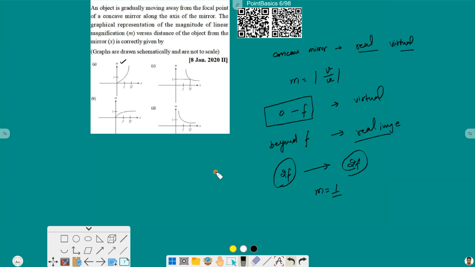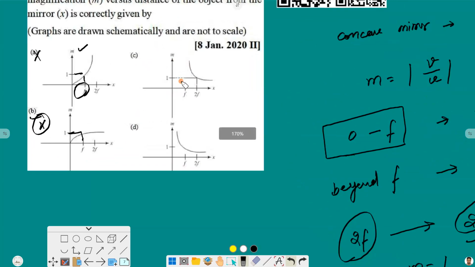So using this, if we see option A, in option A magnification is unity at f, so option A is cancelled, and similarly in option B magnification is unity at f, so option B is cancelled. Now we have only options C and D left. Now in option C, if we can see here, let me zoom it slightly.